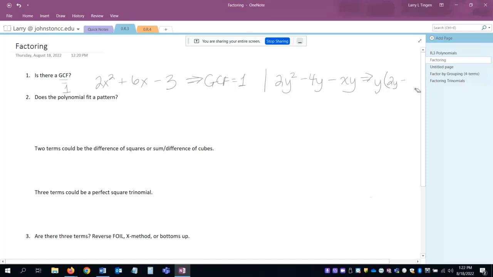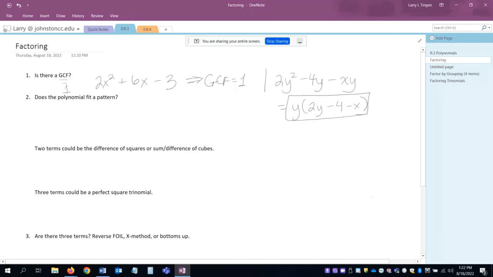Ooh, that is sloppy. Let's clean that up, Larry. This is college, man. Come on. All right, 2y minus 4 minus x. Okay.